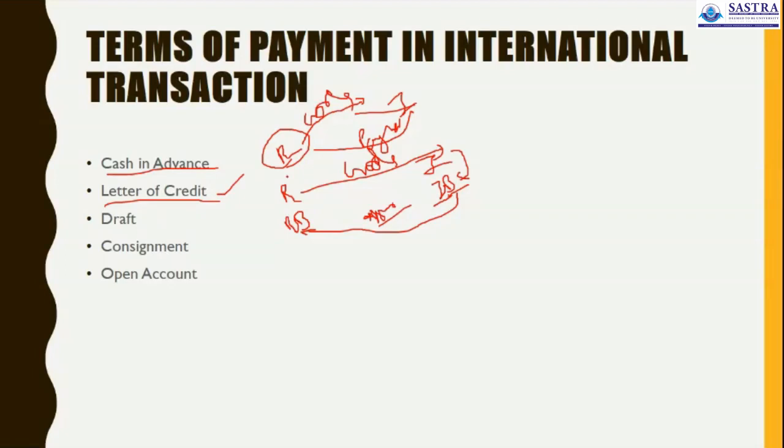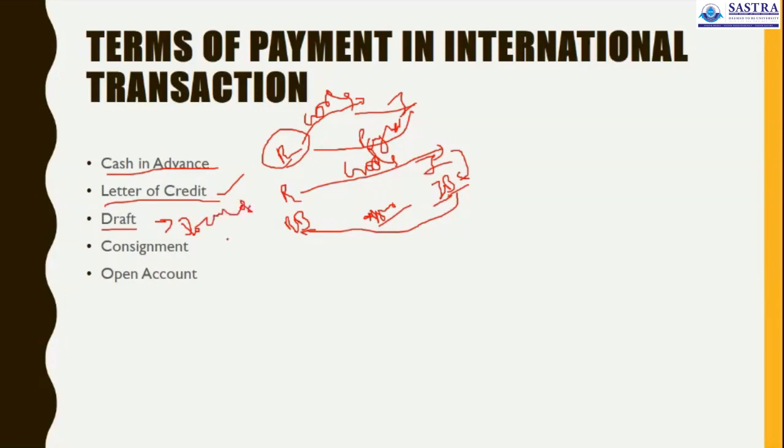The letter of credit is a guarantee extended by the importer bank to the exporter bank on the receipt of goods. On receiving the goods with the conditions, the payment will be released by the importer bank to the exporter bank. We call it a letter of credit. And the draft, we call it the document for collection.